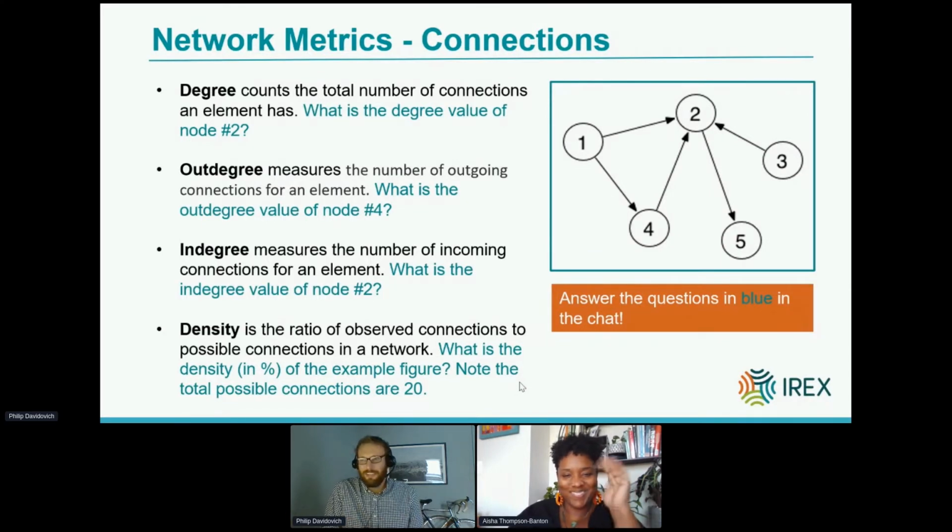The second one is out degree. Phil, I see some people are answering, so we want to give them an opportunity to answer. I see Mindy, Meredith, and Julia. They all said 4, and Latina also says 4. Wonderful. And Julia, to your point, for degree, directionality does not matter. Either way, it's just the direct connection that exists. Out degree measures the number of outgoing connections for an element. So with that, what is the out degree value of node number 4?